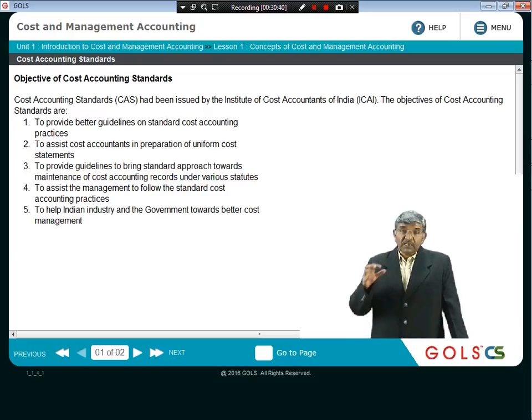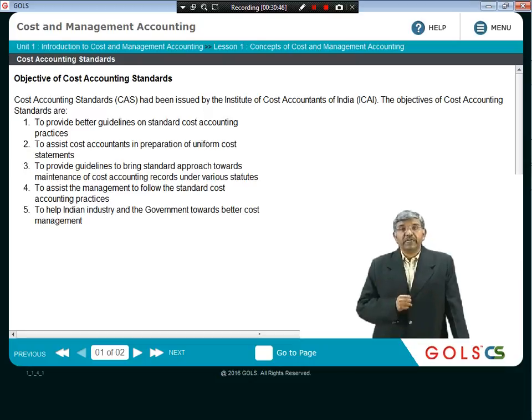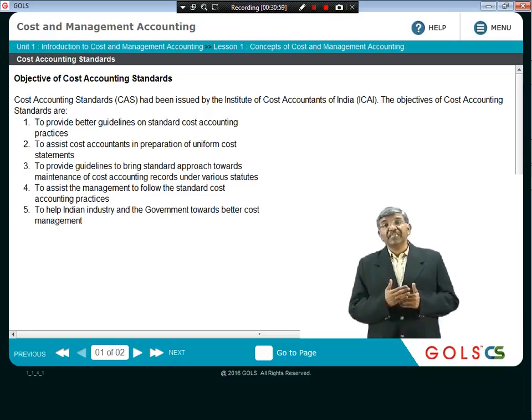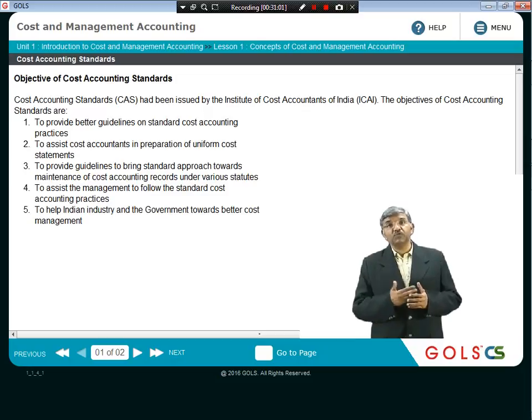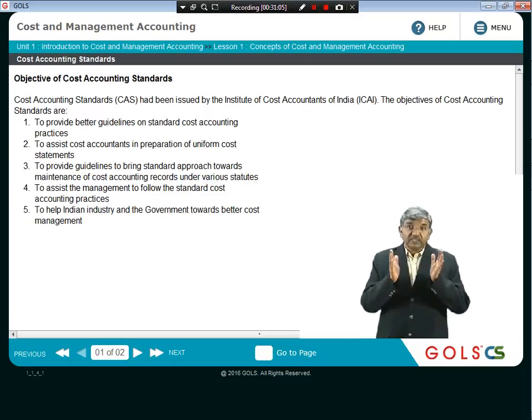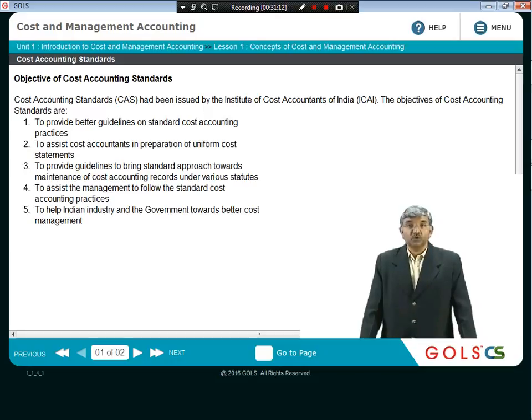Similarly, in costing, to provide guidelines for the purpose of maintenance of cost accounting records, cost accounting standards were necessary. Next, to assist the management to follow the standard cost accounting practices in the matter of compliance with the statutory obligations. Certain statutory obligations as per the law, certain statements that you have to submit as per the company law, etc. For that purpose, to assist the management to follow a standard format of accounting practices, cost accounting standards were necessary.